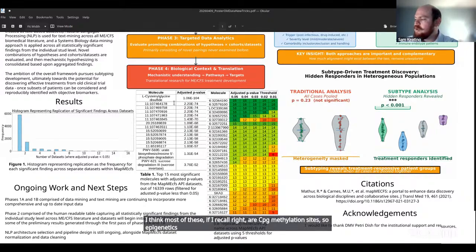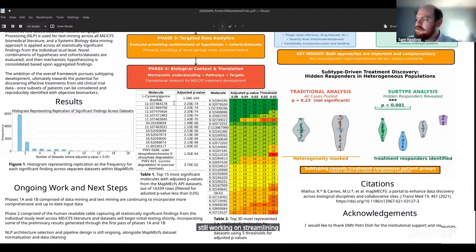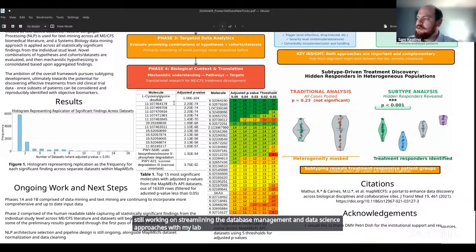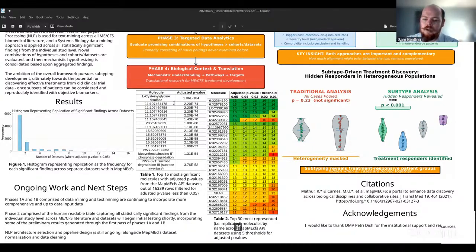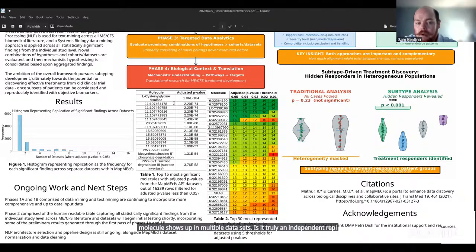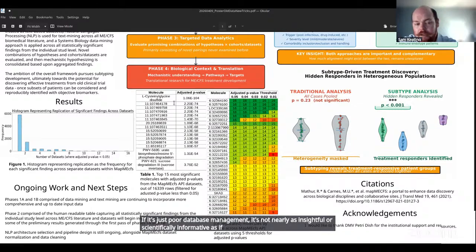Still working on streamlining the database management and data science approaches with my lab members to do the due diligence to make sure that if the same molecule shows up in multiple data sets, is it truly an independent replication or is it a database duplicate? If it's just poor database management, it's not nearly as insightful or scientifically informative as if it's an independent replication.